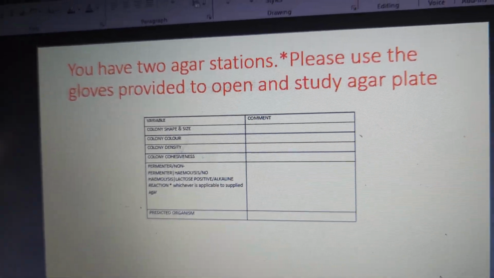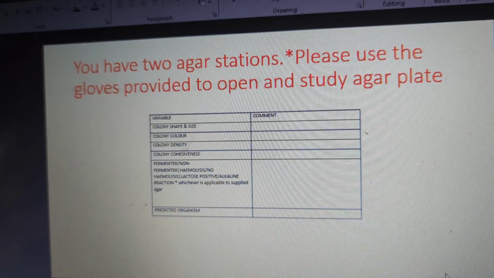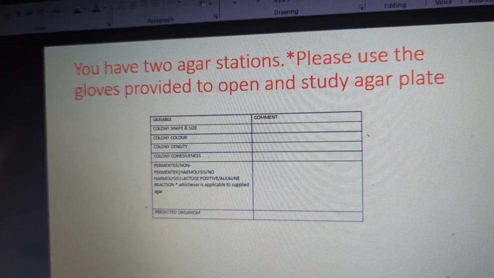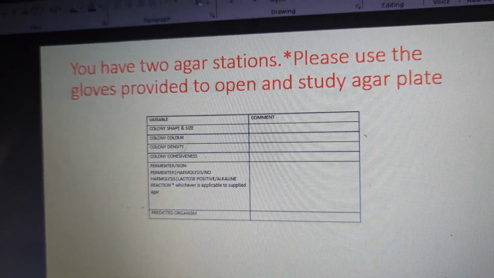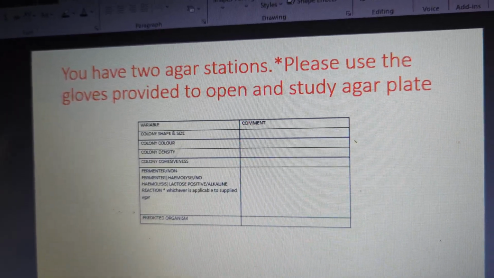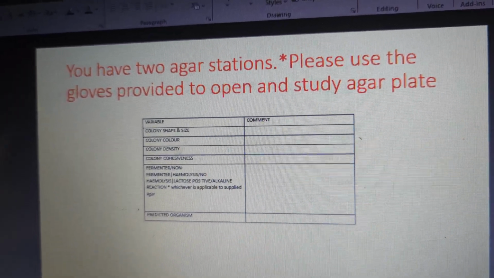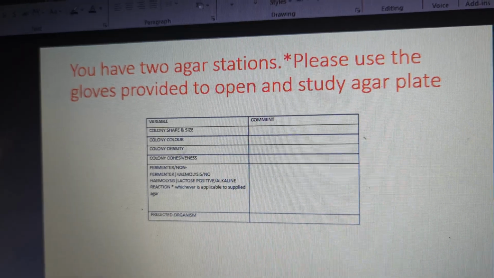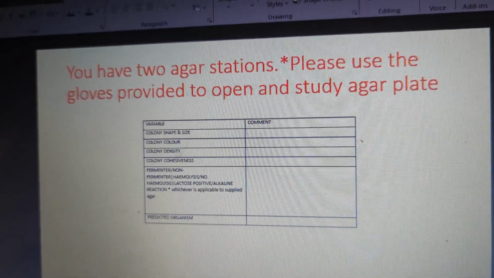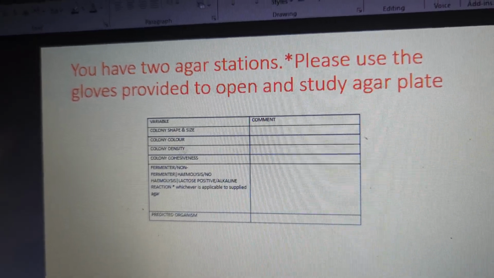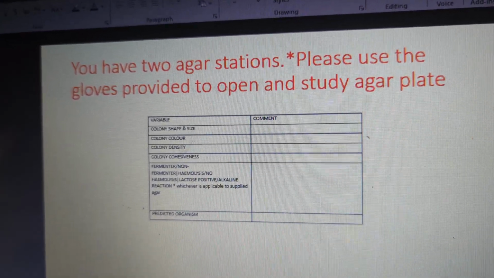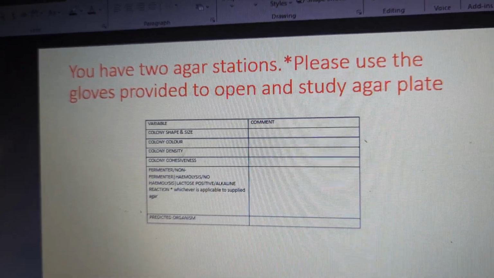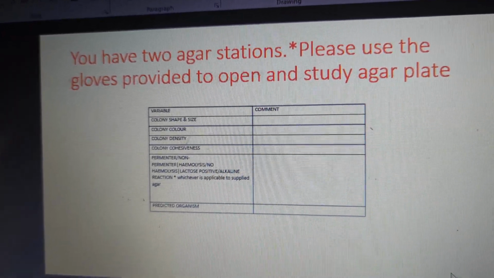As you are also getting the other variables, they're very self-explanatory, most of them: shape, size, color. And in your leaflet there you have descriptions of what terms to use, okay? Especially with the shape and the size, you say entire, irregular; size, if it's less than a millimeter, you could say small, and so on.